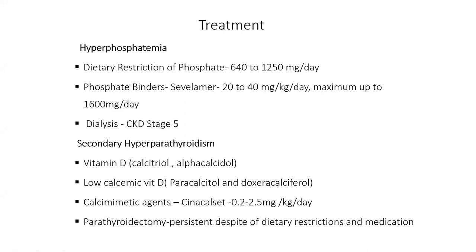Sometimes secondary hyperparathyroidism develops. For this, we can add vitamin D, low calcium vitamin D, and sometimes calcimimetic agents like cinacalcet, which is not currently recommended for pediatric populations. And sometimes if iPTH is raised to more than 1,000 picogram per dL, then we can plan for parathyroidectomy. These things are better dealt with in future classes.